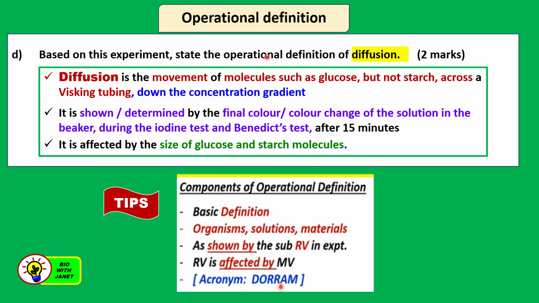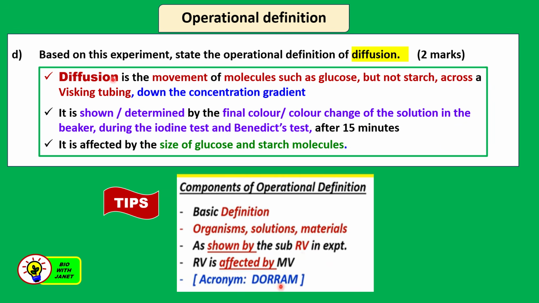You have to mention that because it's in the experiment. Operational definition means experimental definition based on your experiment. And thirdly, you must write it is shown by or determined by the sub-RV in the experiment. And the RV is affected by MV, or the process of diffusion is affected by MV, which is the size of the glucose and starch molecules. So let's piece it all together.